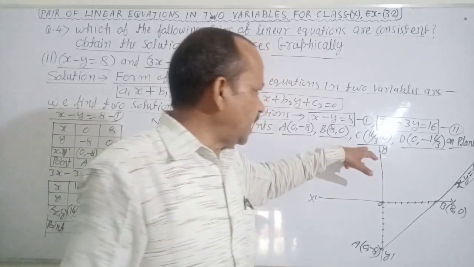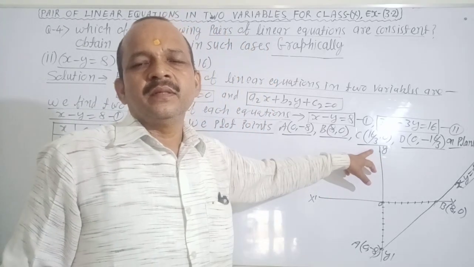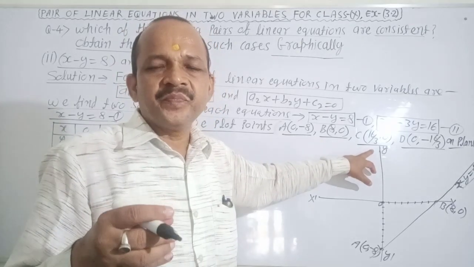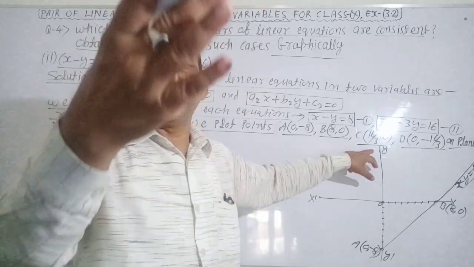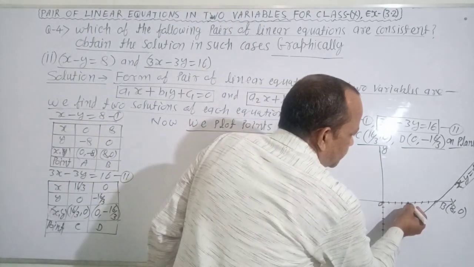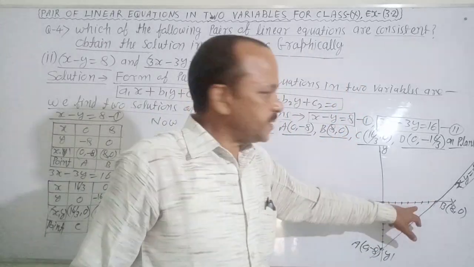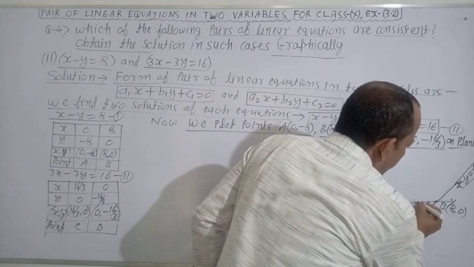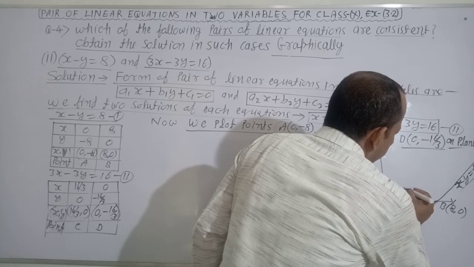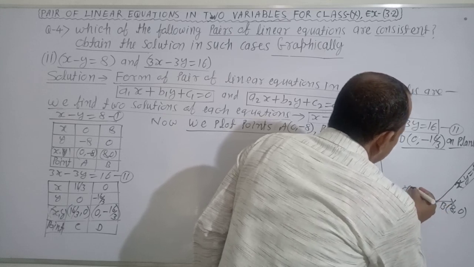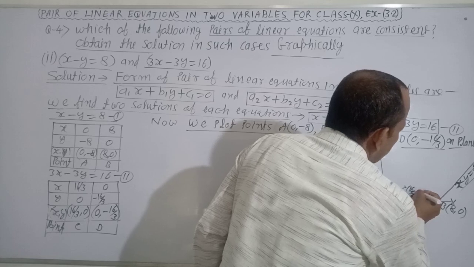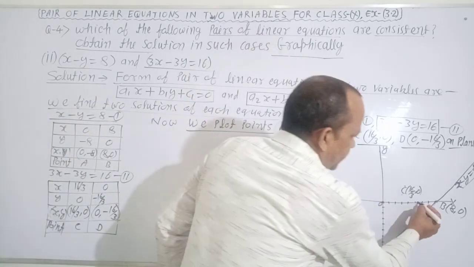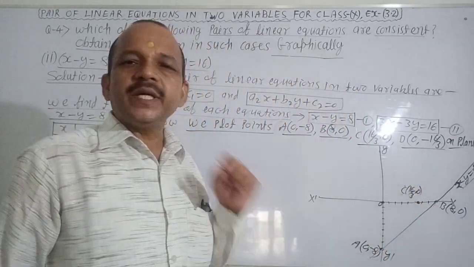Very good. Now you plot point C. 16 by 3 means 5 whole number and 1 by 3 proper fraction at x-axis in the positive direction. Here 1, 2, 3, 4, 5. 5 is here. It means 16 by 3 is here. Point C, 16 by 3 and 0. 0 at origin means here. It is point C, coordinate 16 by 3 and 0.